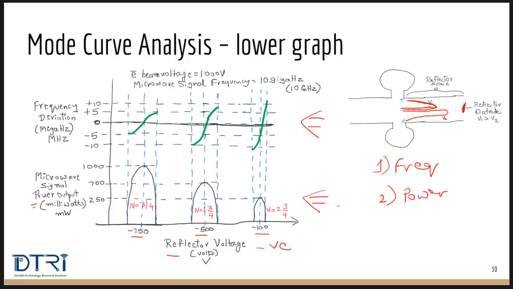And this is how the bunching happens. This implies more microwave signal power in less time. So we get more microwave signal if the reflector voltage is more. By decreasing the reflector voltage, which means making the reflector voltage less negative, the electrons go deeper into the reflector space. That is what we have shown here. So now let me go to the next slide.